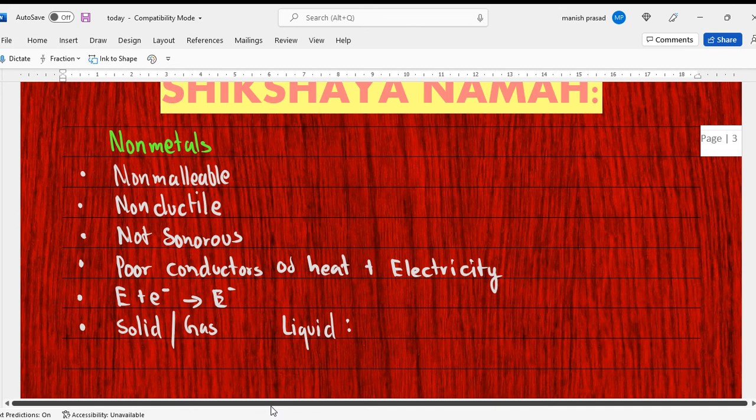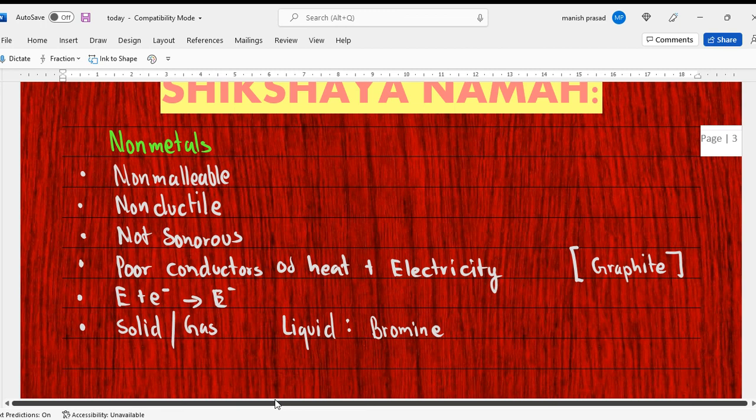Water. That is not a non-metal, that is a compound. Bromine. Okay, bromine is a liquid one. Now, we know that non-metals are poor conductors of heat and electricity. Name a non-metal which is a good conductor of electricity. It is an allotrope of carbon. Graphite. Yeah, the graphite rods are used even in the batteries to conduct electricity.